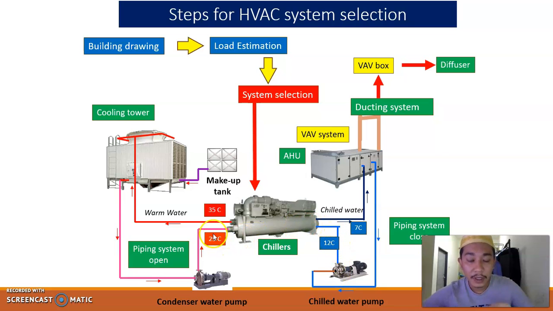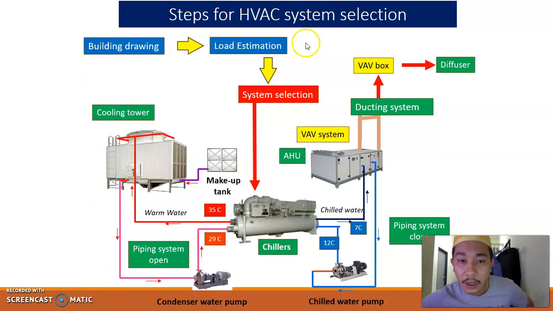In the cooling tower system, we call it an open piping system. The warm water comes from the condenser of the chiller and goes to the cooling tower, where we reject the heat, and then goes back to the condenser water pump, and then comes back to the chiller. We have one more component here which we call the makeup tank. The makeup water tank is quite important because we want to recover the water that is lost when we are rejecting the heat in the cooling tower.